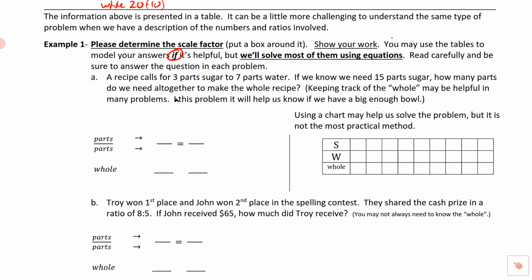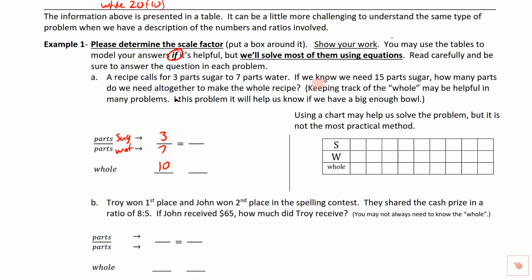So let's keep track of what we've got here. We have the sugar, and the other thing is water. So it's 3 parts of sugar to 7 parts of water. And let's keep track of what the whole would be. That would mean it would add up. We'd have 10 parts altogether.